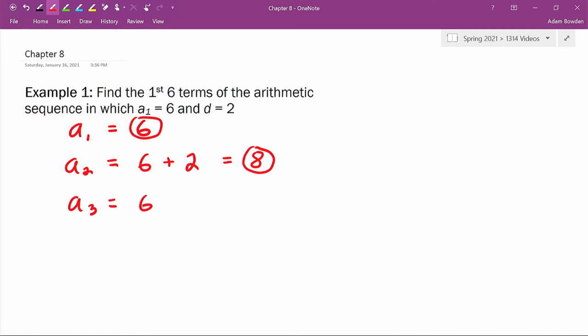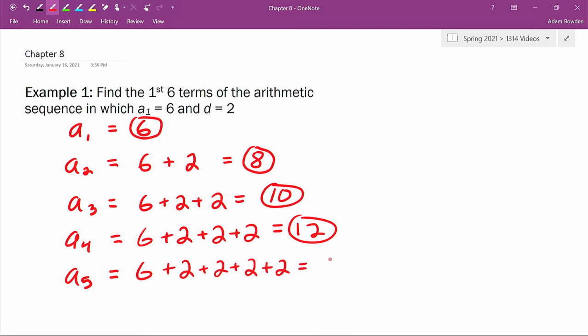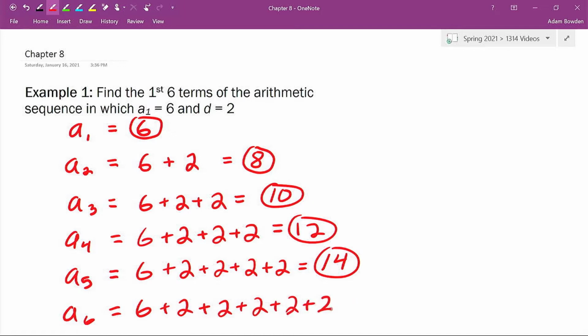a3, being the third term, would be 6 plus 2 plus 2, or 10. a4, the fourth term, would be 6 plus 2 plus 2 plus 2, or 12. a5, the fifth term, would be adding 2 together now 4 times. That would equal 14. And the sixth term, a6, would be equal to 6, and then 2 added together, in this case 5 times, which would add up to be 16.